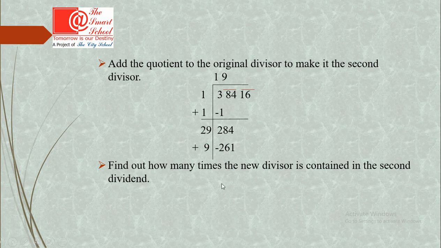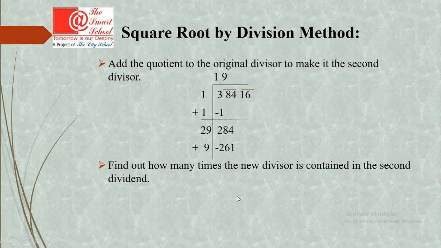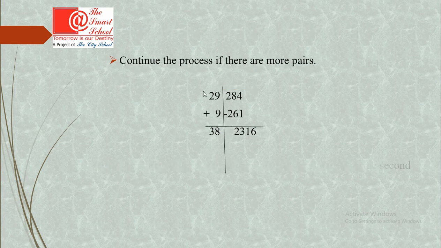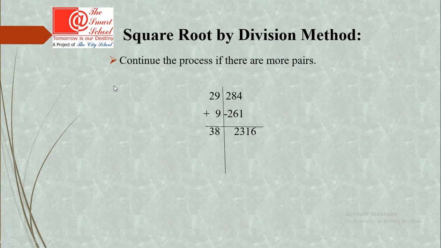And find out how many times the new divisor is contained in the second dividend, as we have done over here, and we will continue this process until the sum is ended. Now, continue the process if there are more pairs, as we have done over here. So when we minus it, we will get 23. 16 was the next pair, so we just put it down, and 38 is here.